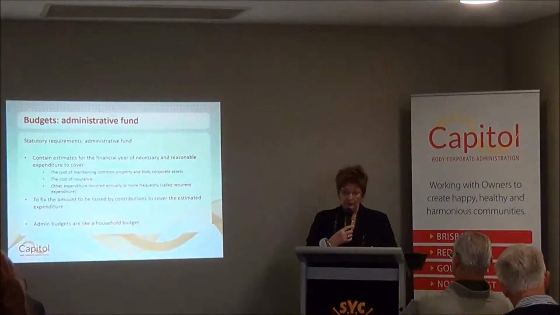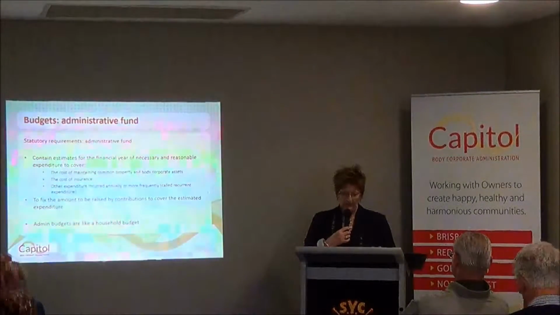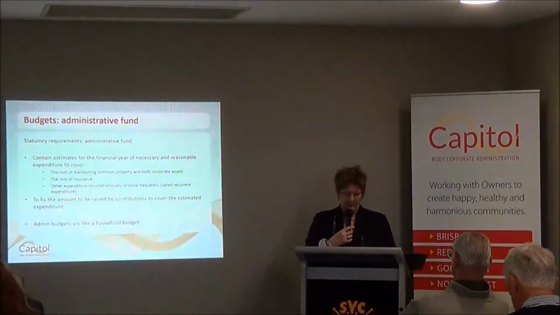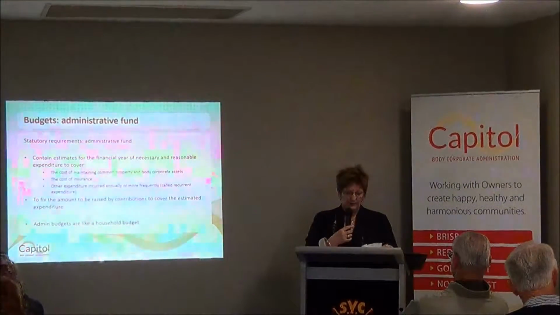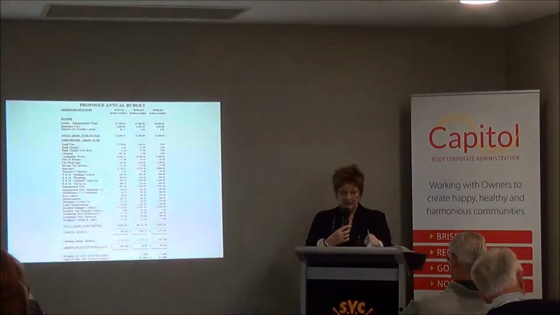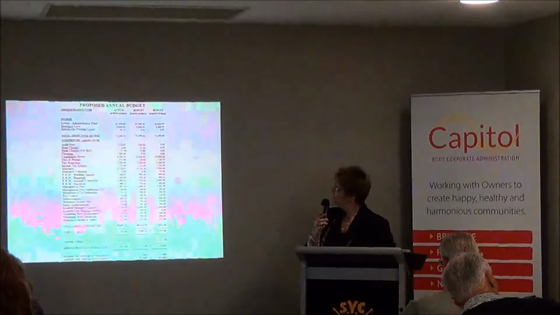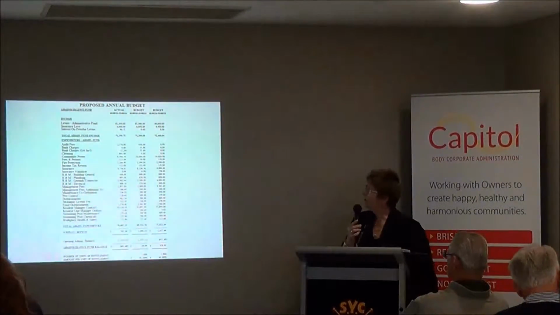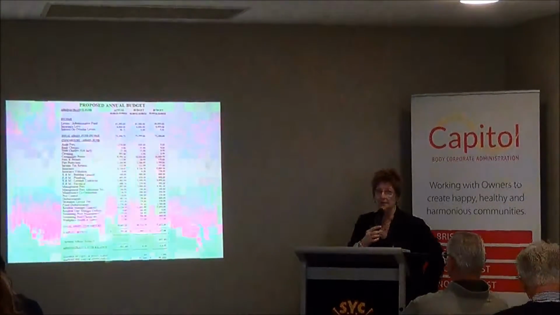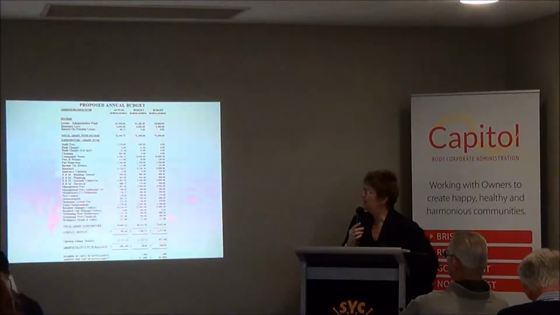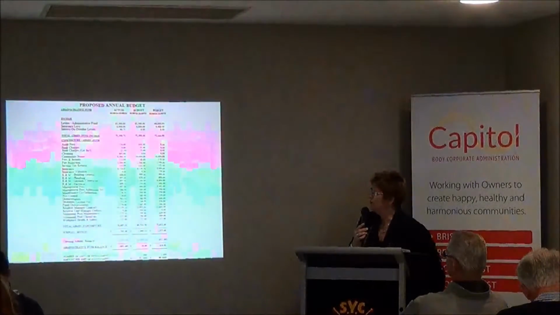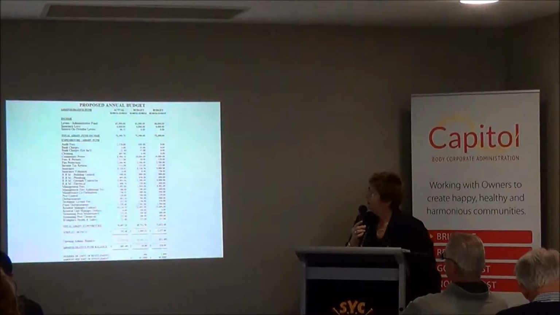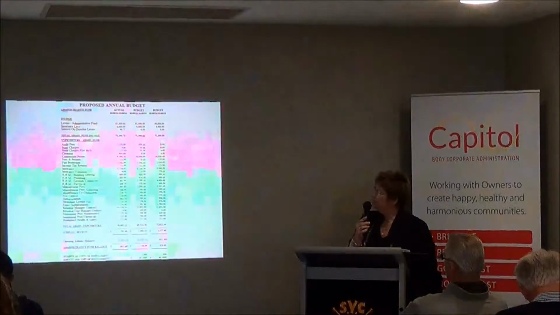And when you set the budget, there are contributions, which are estimated on the expenditure for the year. The administration, as I said, is like a household budget. So if you'd like to turn over to the next page, it's a proposed annual budget. At the top you have your actual income, which is determined by the actual expenditure that you need for your specific contracts. The first one there is audit fees.